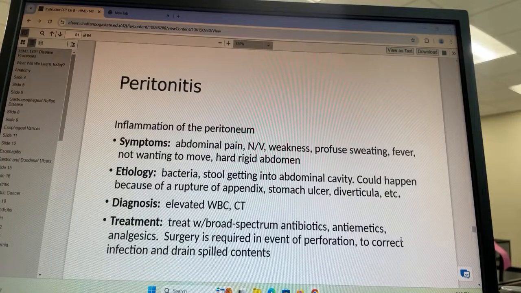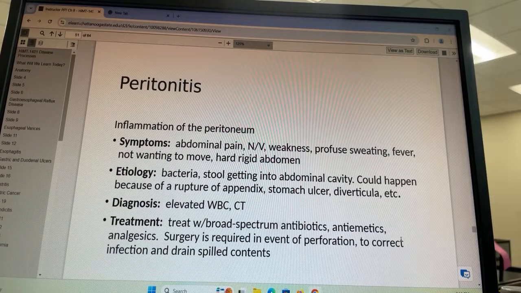So the cause of this is going to be some kind of bacteria getting into the abdominal cavity. There are a lot of different things that can cause peritonitis. We've already talked about several things that are inflamed and could rupture, right? The appendicitis, if the appendix ruptures and all that content gets into the abdominal cavity, you can get peritonitis.